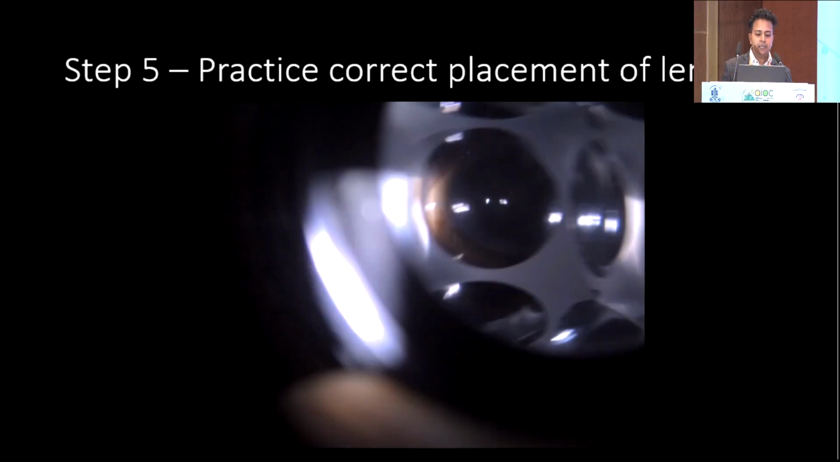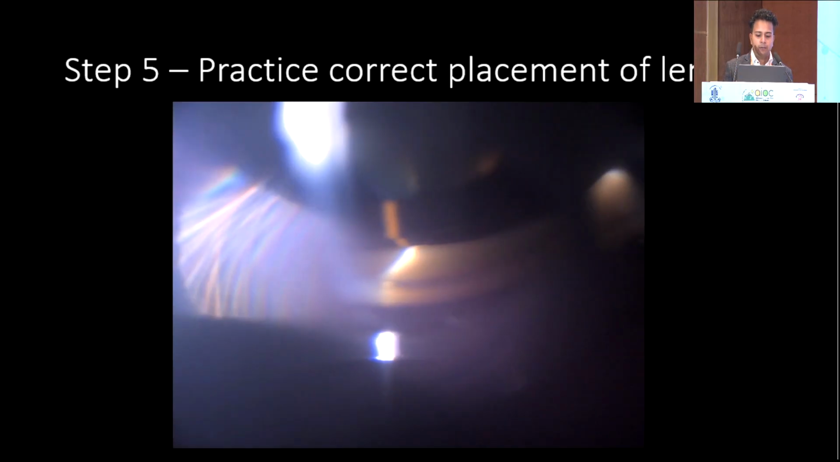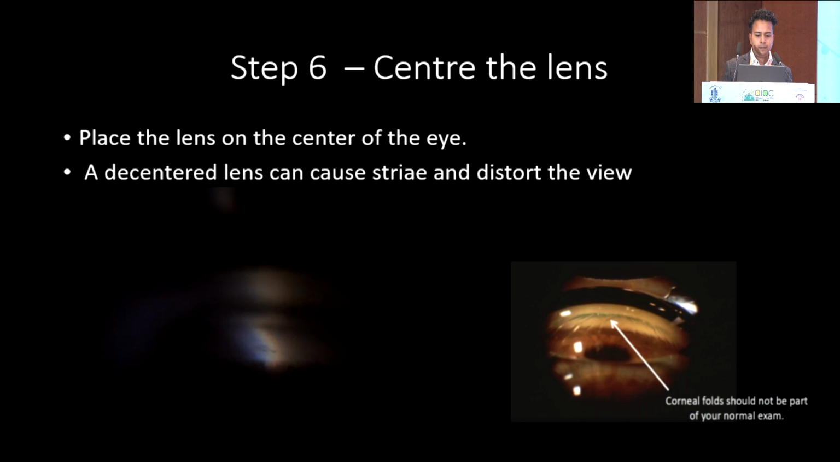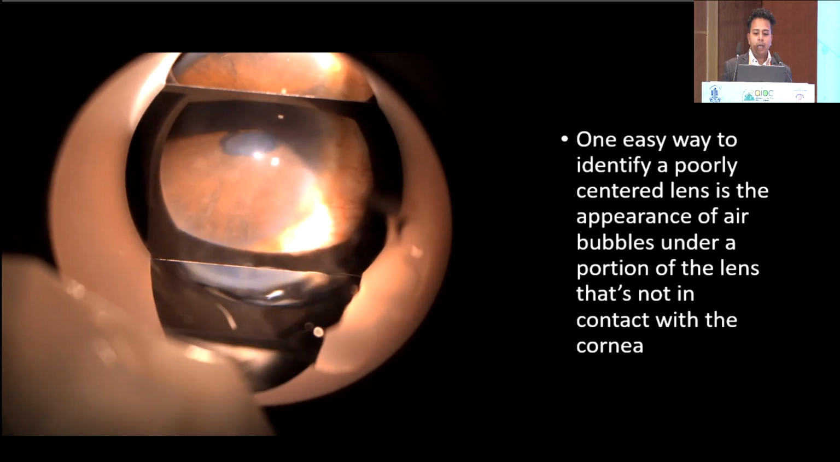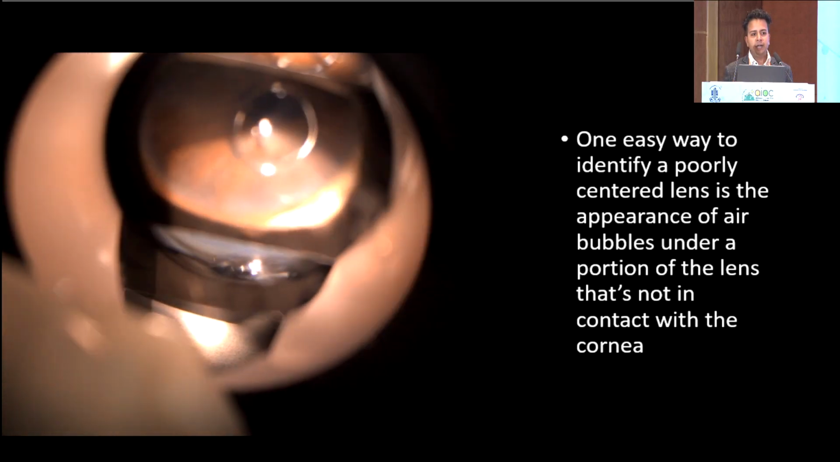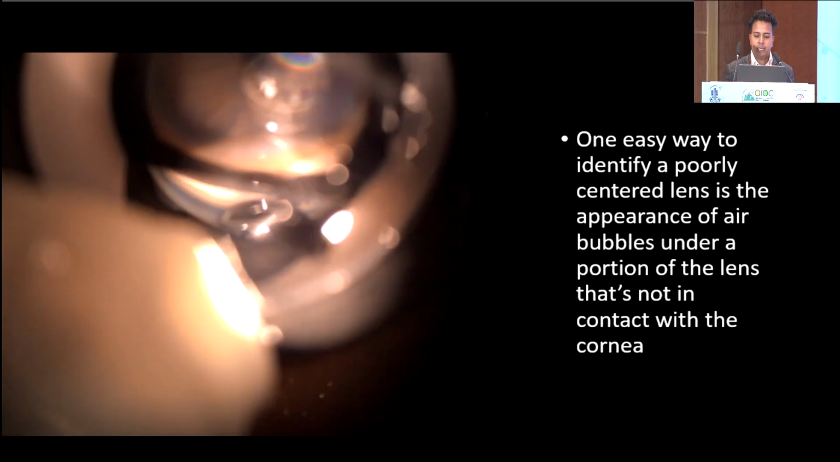First look at the superior, then the inferior, then turn around 90 degrees, then you can look at the lateral side. Practice placement of the lens very gently. You have to place it so as to avoid any corneal folds. Then centration has to be checked. It should be in primary position, and a good way to look for any decentration is the appearance of an air bubble, which shows the portion where the lens has decentered.